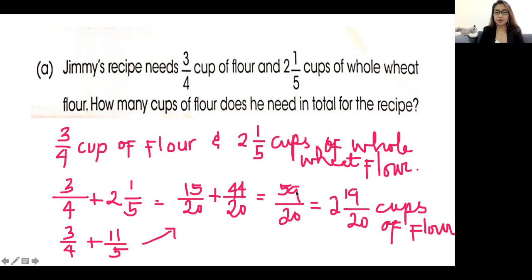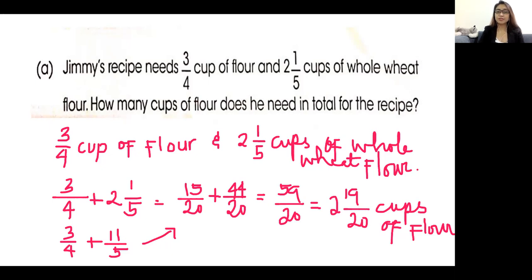Now, if you are going to make this a mixed number, it will be 2 and 19 over 20, right? Because you can divide 59 over 20. How many 20s are there? There are 2 with a remainder of 19 and then 20 here.